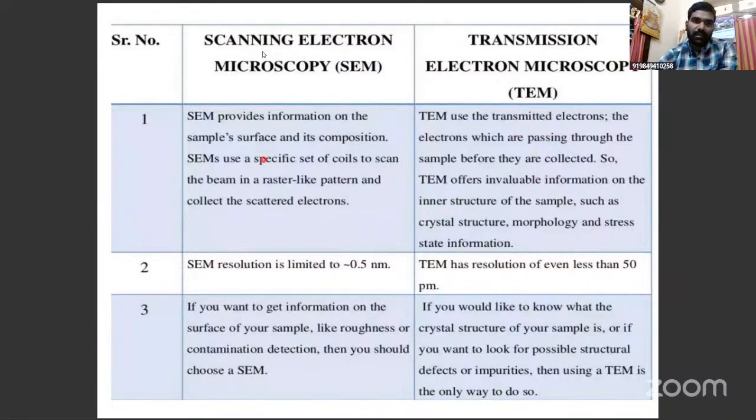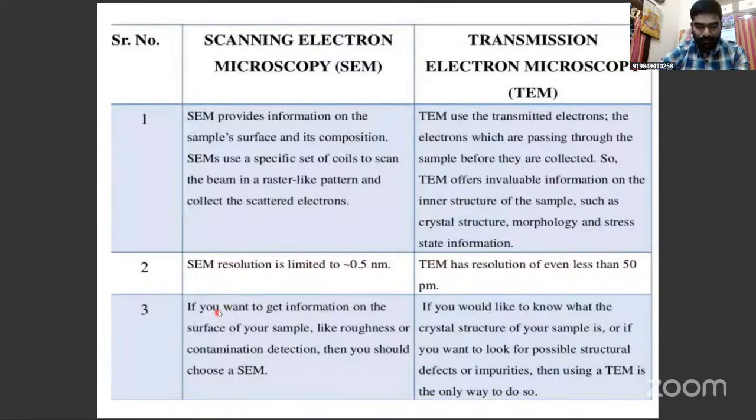Okay. The scanning electron microscope has a resolution limited to 0.5 nanometers. Then the transmission electron microscope has a resolution of even less than 50 picometers. So it can give a resolution up to 50 picometers.